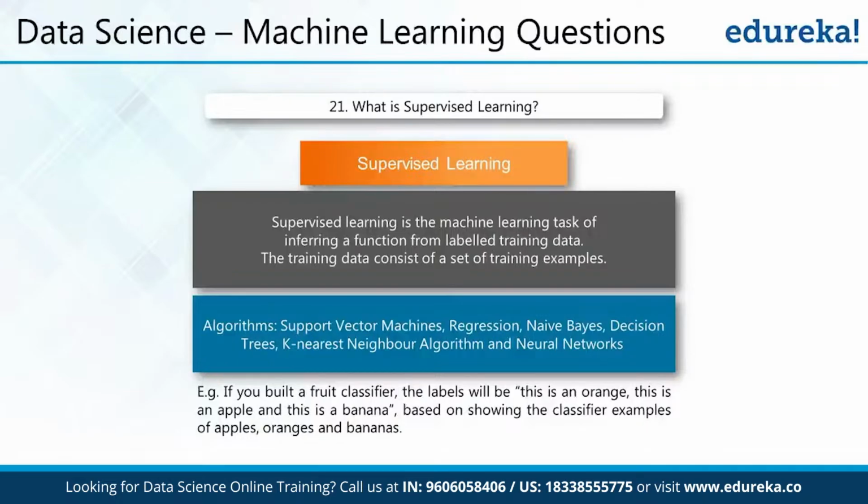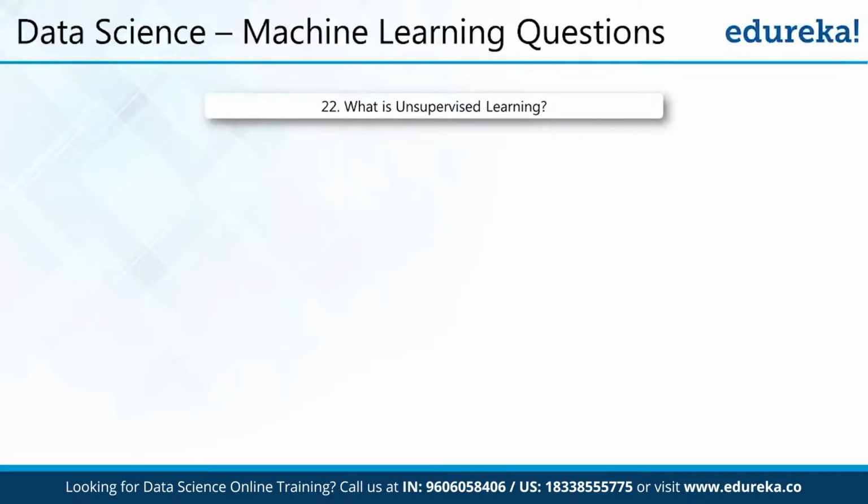Some examples of the algorithms are support vector machine, regression, naive Bayes, and decision trees. All of these are supervised learning algorithms. In very simple terms, let's assume you are given an image of different fruits, and based on the characteristics of the fruit, can you identify whether it is an apple, banana, or orange? If I'm given that label, the model will run keeping in mind that given these characteristics, this is an apple, this is an orange, and this is a banana.